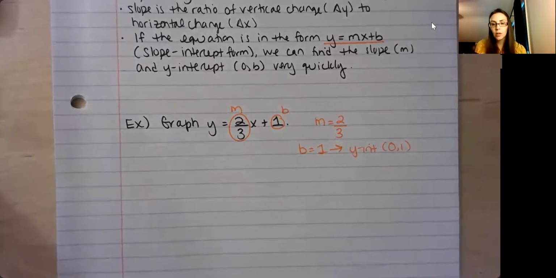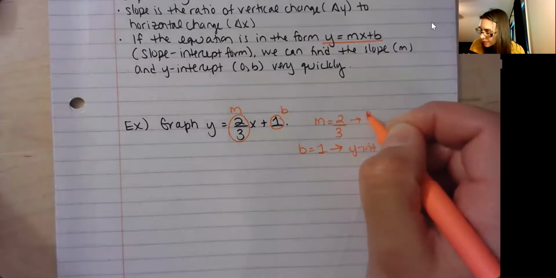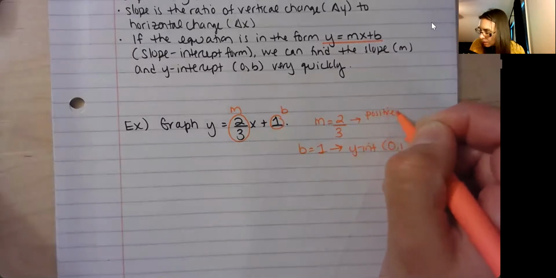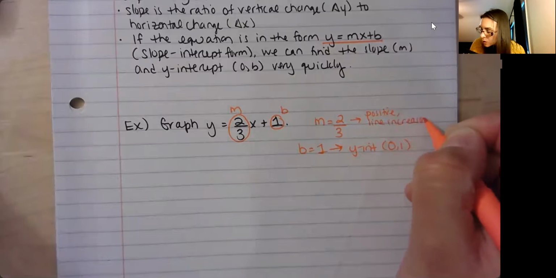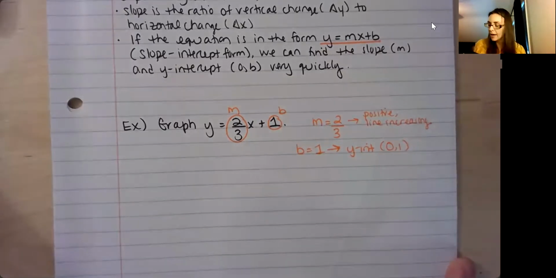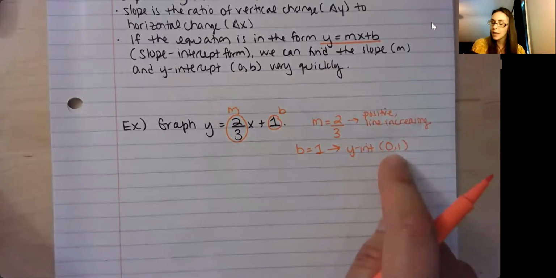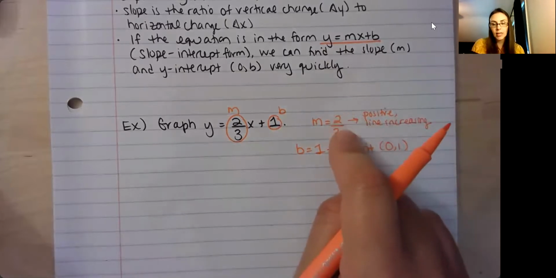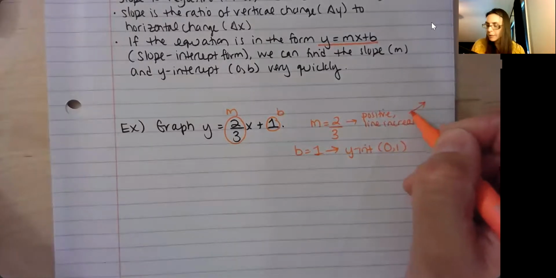Now, the other thing you want to notice is that our slope is positive, right? So because it's positive, the line is going to be increasing. So already without even doing really any work, I know a lot about my graph. I know that it has a y-intercept at 0, 1. So that's 1 point on the graph. And I already know my slope is 2/3. I see that it's positive. So I know I have some sort of increasing line from left to right.